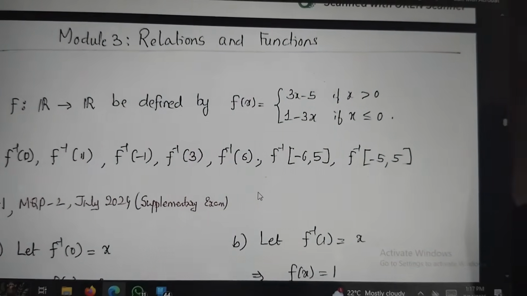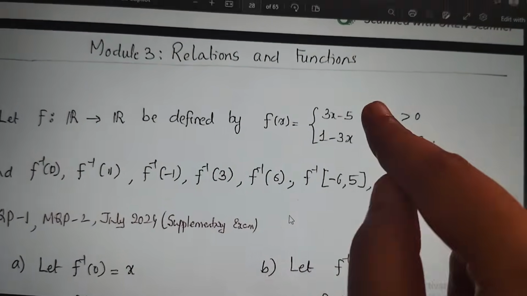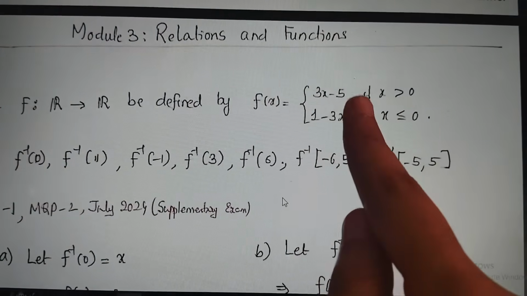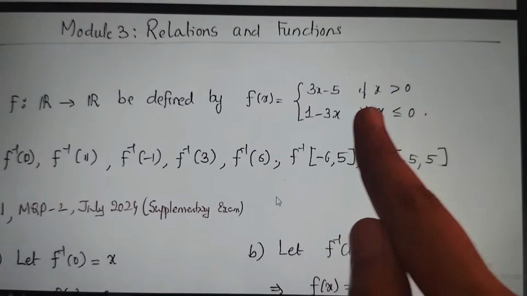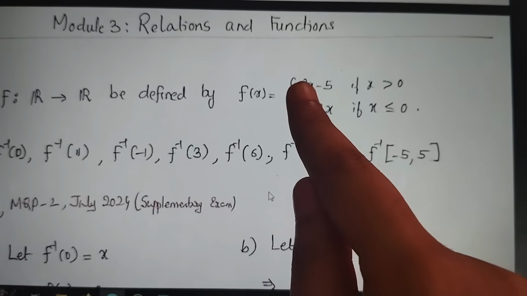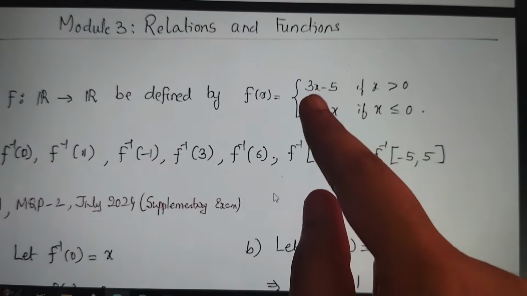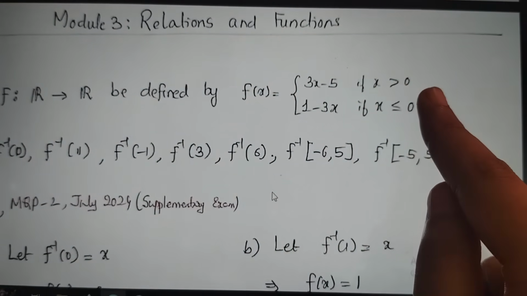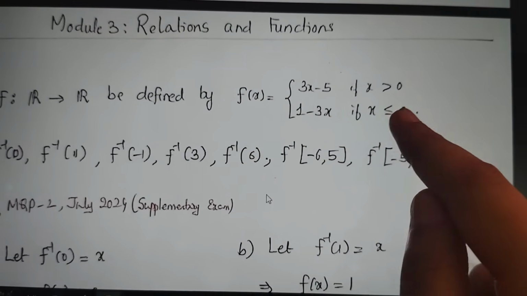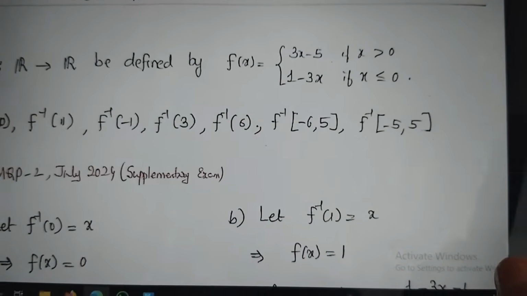In module 3, what kind of questions are asked? First is this kind of questions where we have to substitute the values. What values? Like 3x minus 5 equal to, they have told f inverse of 0, right? So 3x minus 5 equal to 0. Similarly, 1 minus 3x is equal to 0. Whatever answer you get for the value of x, if that is greater than 0, you have to accept, or else you have to reject. Similarly here, if the x value is less than or equal to 0, you will accept or else you will reject. Similarly you can do it for all questions.